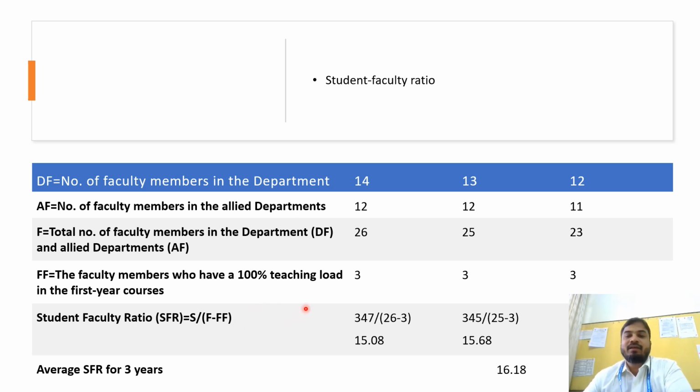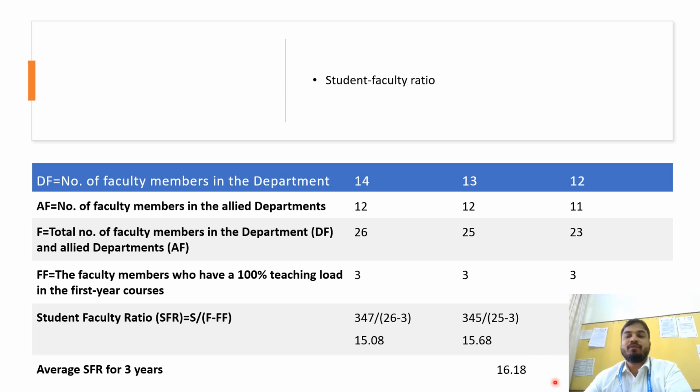So SFR will be calculated as S, that is the total number of students, including mechanical and aeronautical, 347, divided by F, that is the total number of faculty members, 26, minus the number of faculties handling first year, that is 3 in this case. So 26 minus 3, which is going to be 15.08. Similarly for CAY M1, the total number of students of both departments, mechanical and aeronautical, divided by the total number of faculties DF plus AF minus first year faculty, which will be 15.68.